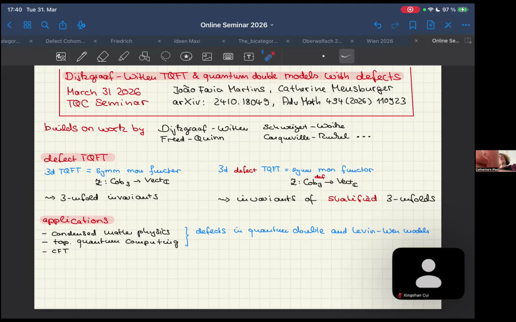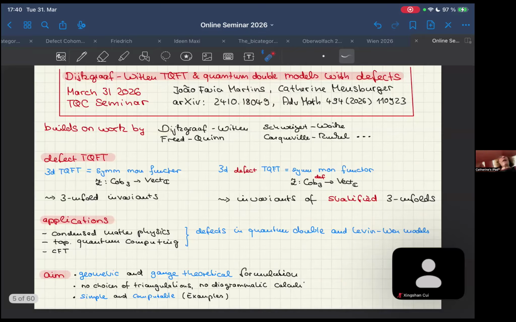And what did we want to do concretely? We wanted to give a geometric and gauge theoretical formulation of Dijkgraaf-Witten TQFT with defects. So the reason is Dijkgraaf-Witten TQFT without defects can be formulated in terms of geometrical quantities like bundles, gauge fields, and so on. And it can be described entirely in terms of quantities like that.